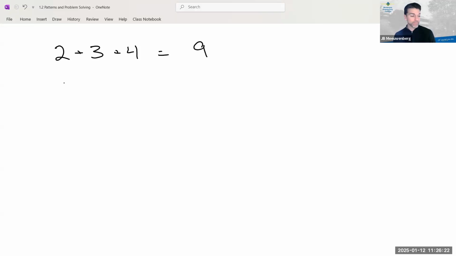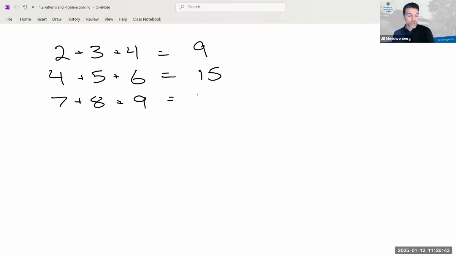And then I'm going to do it again. 4, 5, and 6. Three consecutive, not just numbers, but integers, natural numbers. 4 plus 5 plus 6 is what? 15. Let's do another one. 7, 8, and 9. 7 plus 8 plus 9 is equal to 24. So I did three of these where I added three consecutive numbers. Do you notice anything about the solutions to these, about the sums?